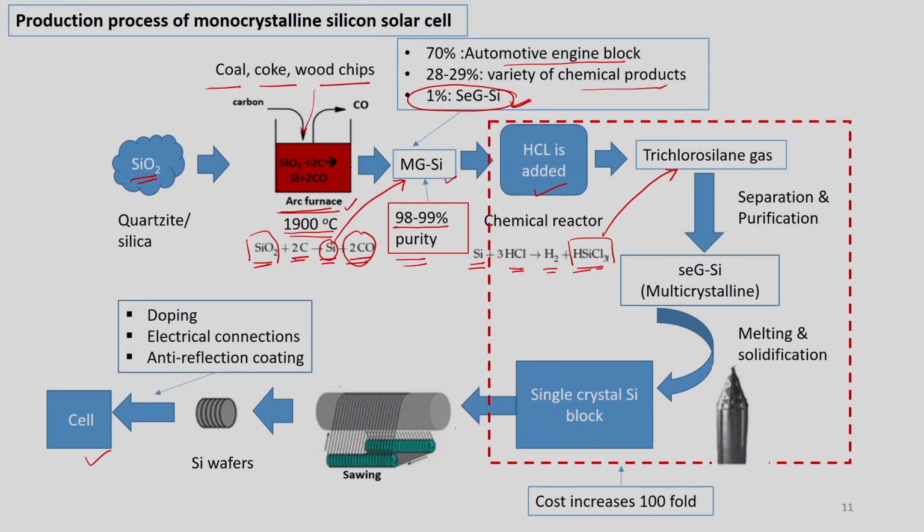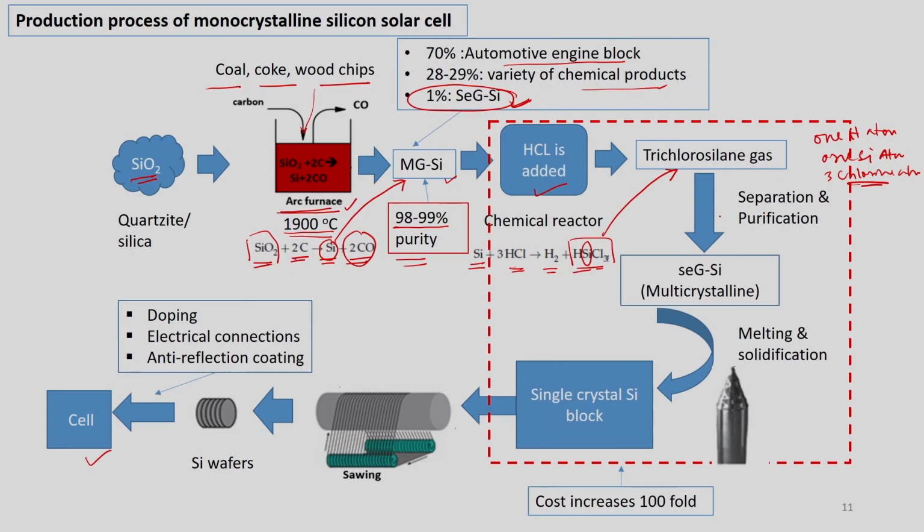Okay. So, here what happens? We have one hydrogen atom, then one silicon atom, then 3 chlorine atoms. Okay. So, you need silicon, not hydrogen and chlorine. So, we have to do some kind of distillation.